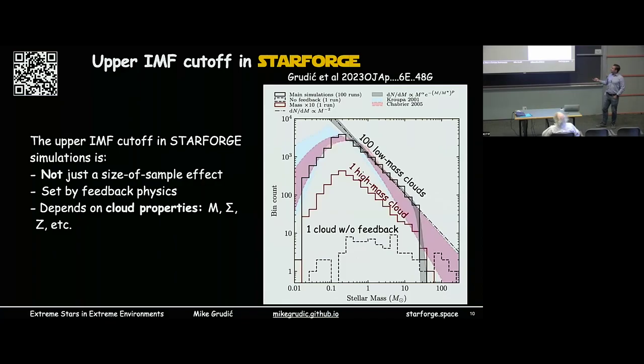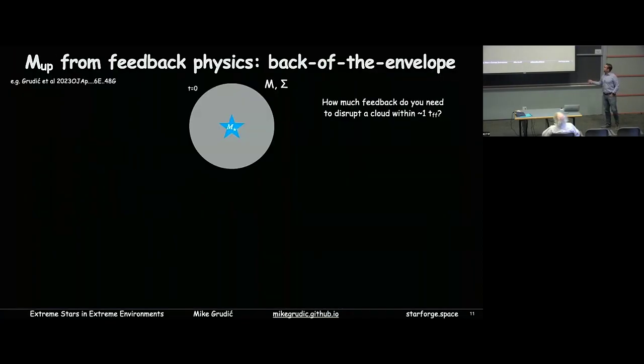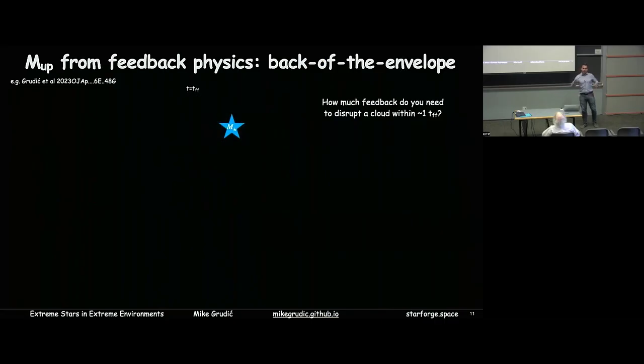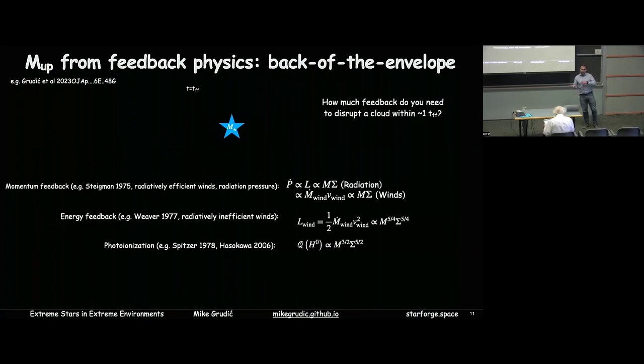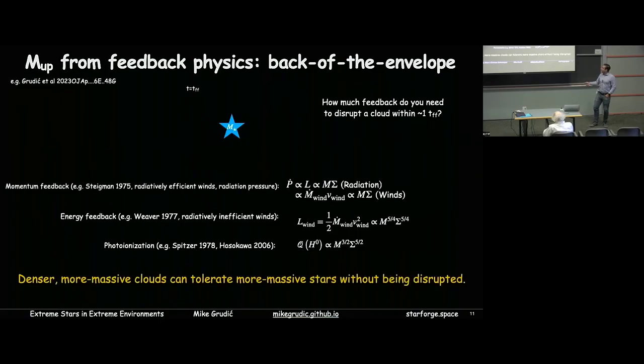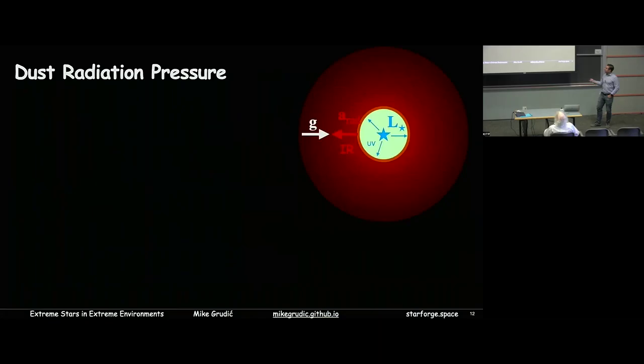And the reason for that is not too hard to see. You can do a sort of back of the envelope thing where you ask how much feedback of a certain type do I need to disrupt a clump of a certain mass and surface density within one freefall time. And whether you're talking about momentum feedback or energy feedback or ionizing feedback, you always find that the amount of feedback you need scales as some positive power of the mass and the surface density of the clump. So denser and more massive clouds can tolerate more massive stars without being disrupted.